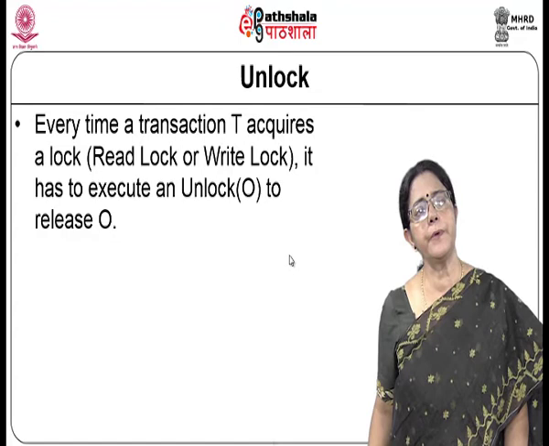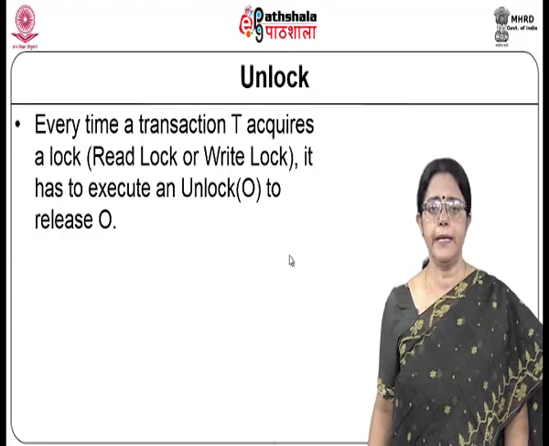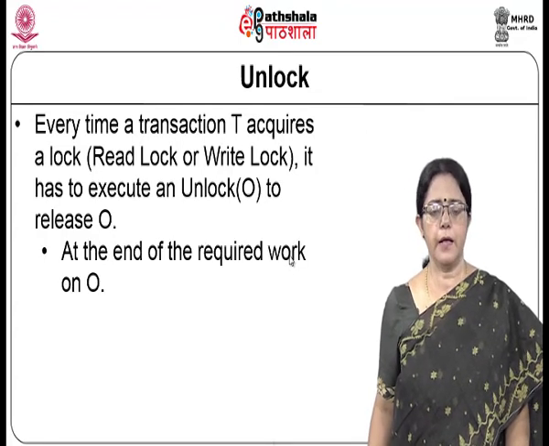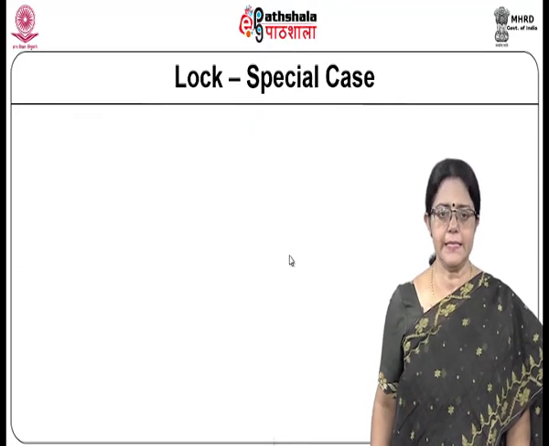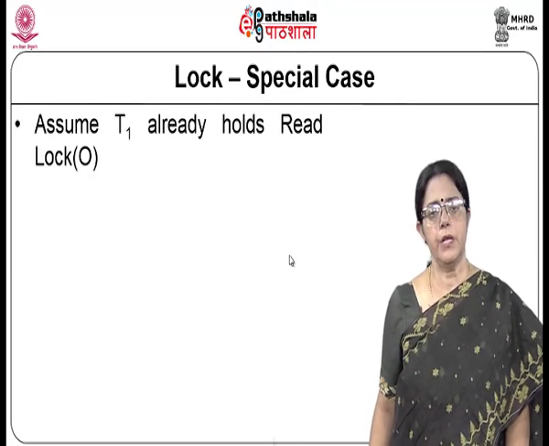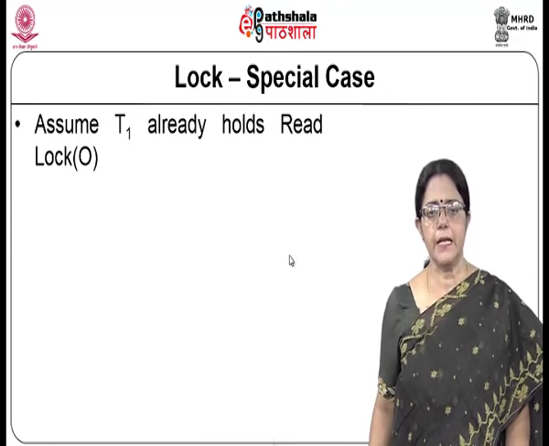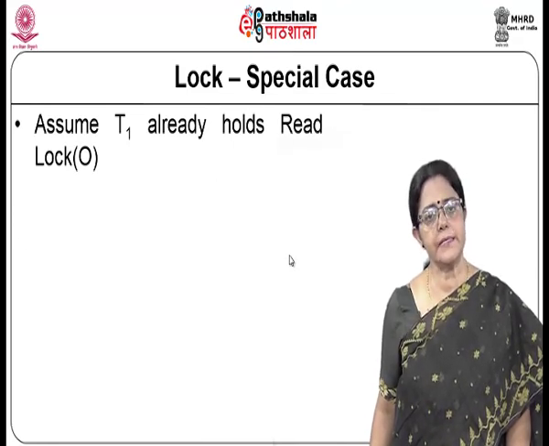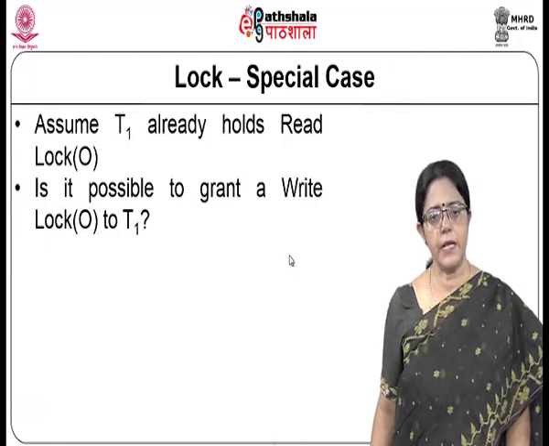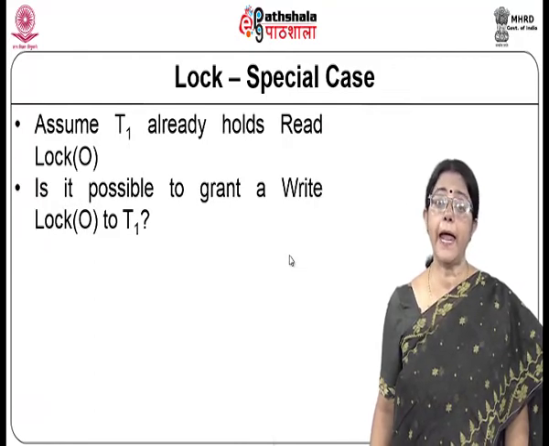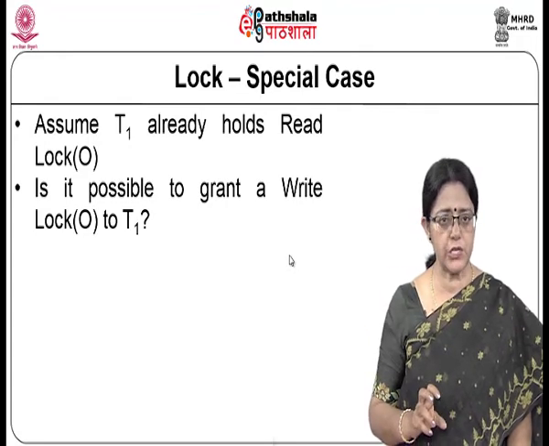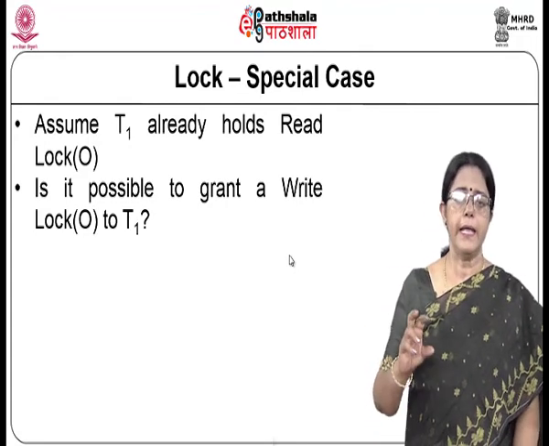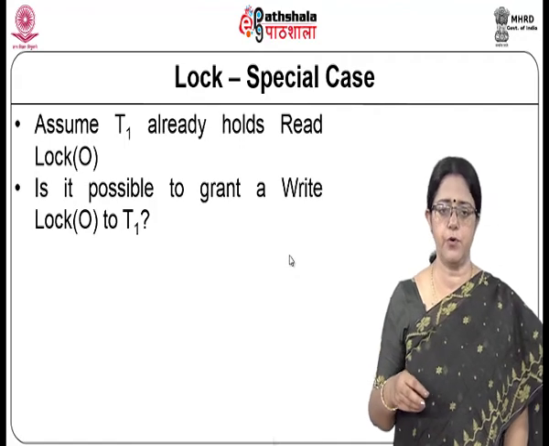Every time a transaction has acquired a lock, it has to unlock at the end of the work. On receiving this, the pending work will be allowed. Now, there is a special case. Assume that some transaction T1 already holds a lock. Is it possible to grant another type of lock to T1? So, T1 is holding a non-exclusive mode lock. Is it possible to acquire an exclusive mode lock?